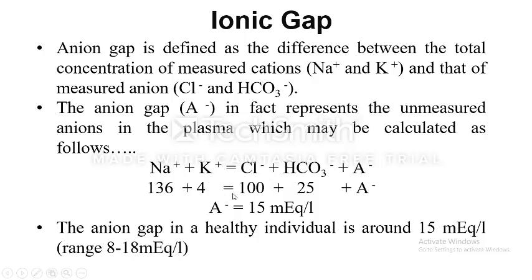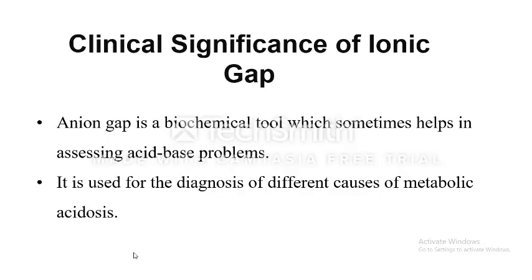When we put in their values, we finally get 15 milliequivalent per liter. So this is the anion gap in a healthy individual, around 15 milliequivalent per liter, and the acceptable range is 8 to 18 milliequivalent per liter.